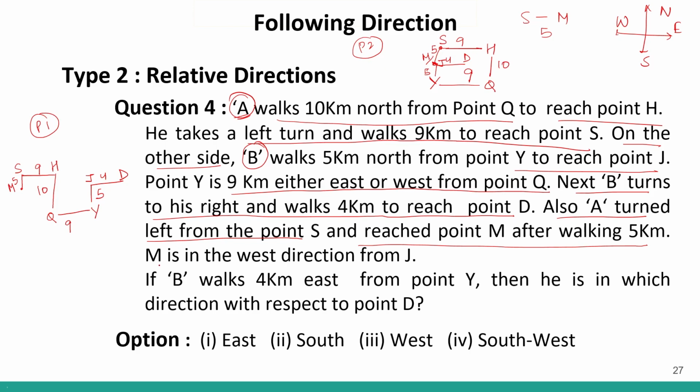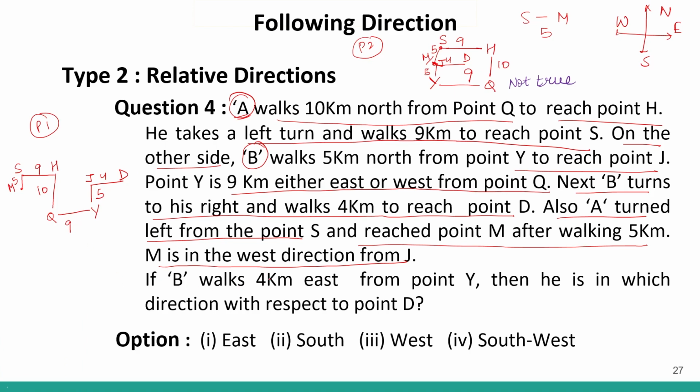Now, M is in the west direction from J. So this is given to us. So this possibility becomes nullified. This possibility is not true now. This cannot hold true. Because this is the condition that M is in the west direction from J, and this does not suffice this condition, hence this diagram must be true.